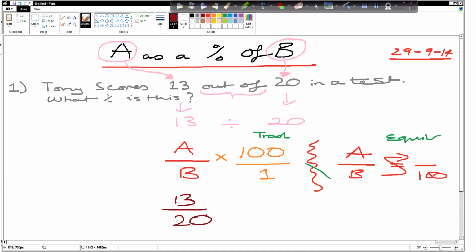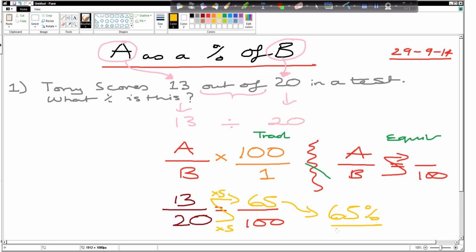Now, since 20 is a factor of 100, do we use the first method or the second one? Which is easier? The second method is easier. You can use both methods, by the way, but we're going to use the second one now. So 20 times by 5 is 100. And then 13 times by 5 gives us 65. The final answer is 65%. So that's a typical scenario of a work out the percentage question.